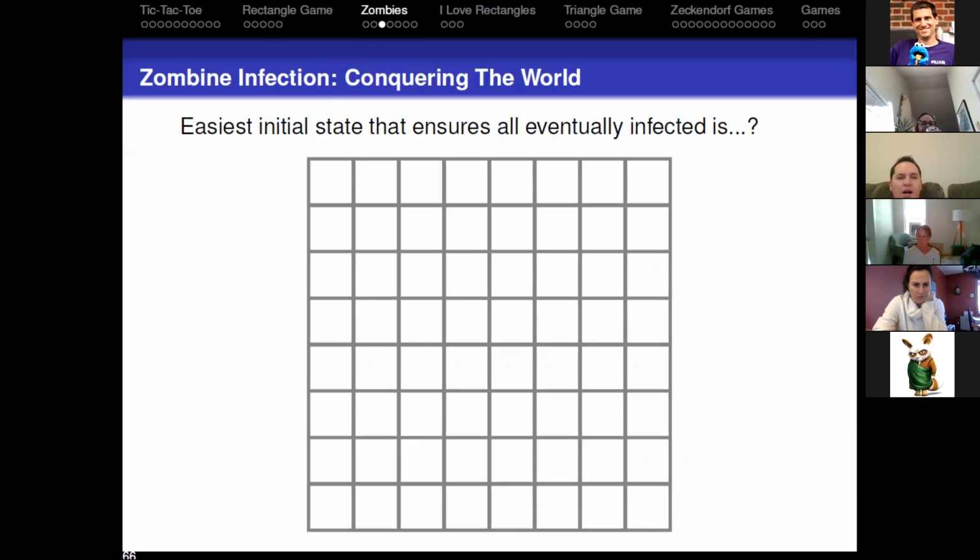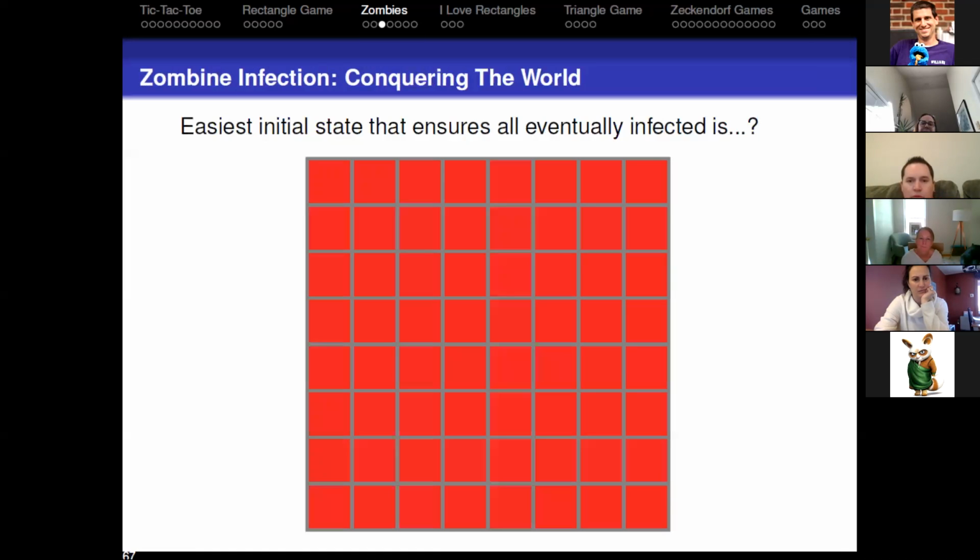So here is my first question to you, and I don't care how smart-ass of an answer it is. Give me an initial configuration of infected cells that ensures that eventually everybody's infected. The simplest configuration that makes sure everybody's infected. Diagonal. No, you're being too smart. The simplest. All of them are infected to begin with. Yes, infect everybody. Extreme cases.